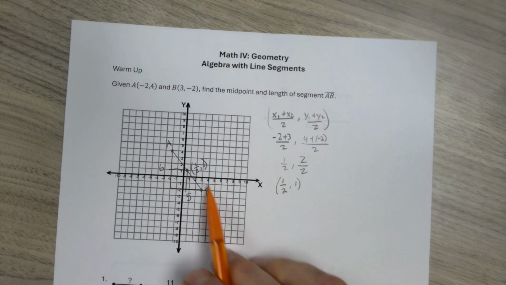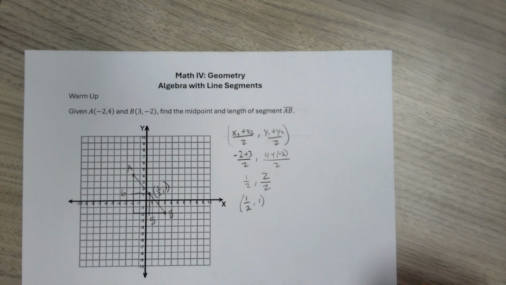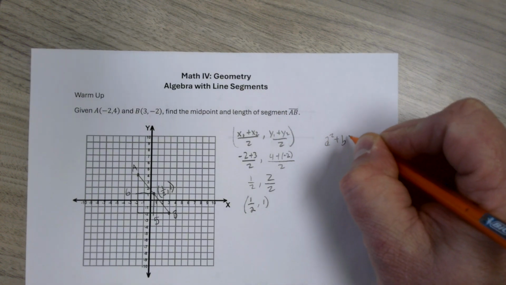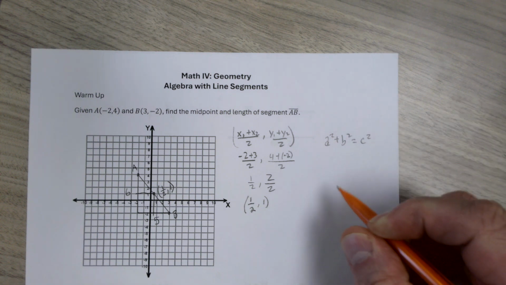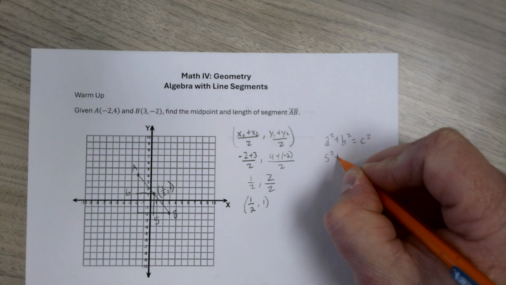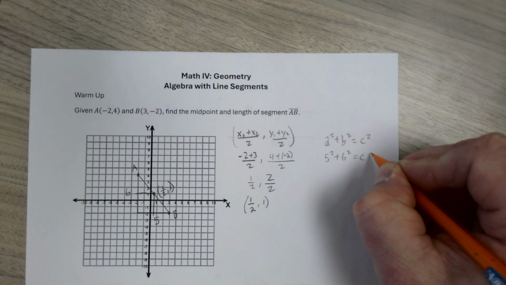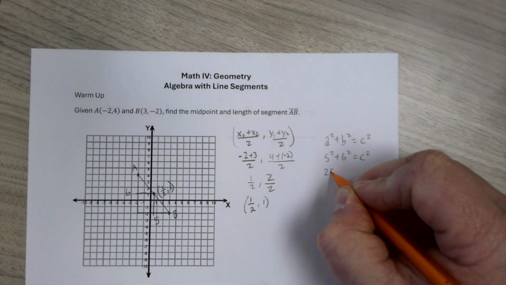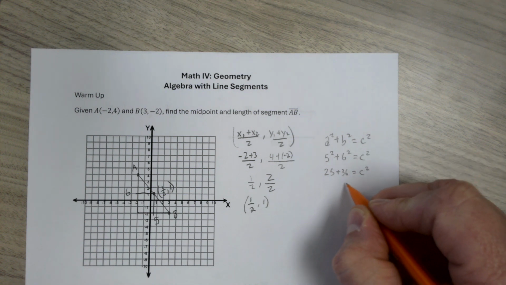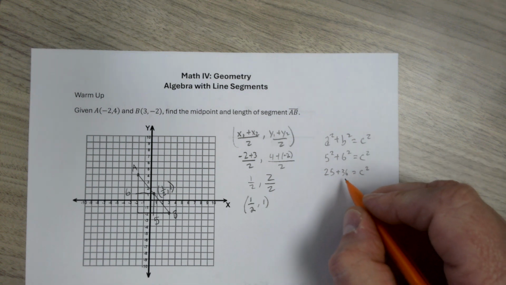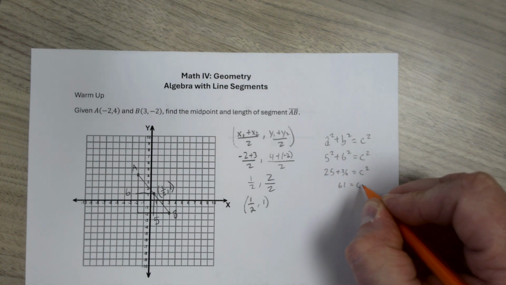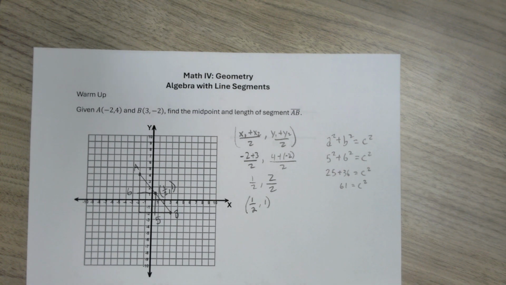Now, what about the length of the segment? Well, for that, we can just use the Pythagorean theorem. A squared plus b squared equals c squared. So we can use a and b as the length of the legs, so we'll just do 5 squared plus 6 squared equals c squared. So that is 25 plus 36, which is 61 if we add those together.